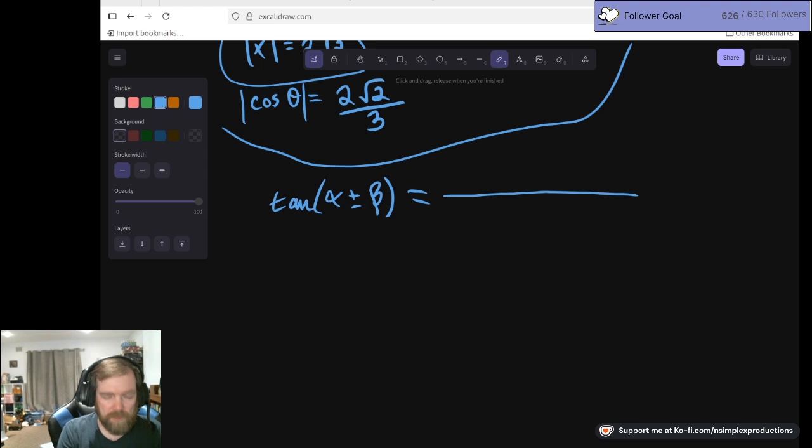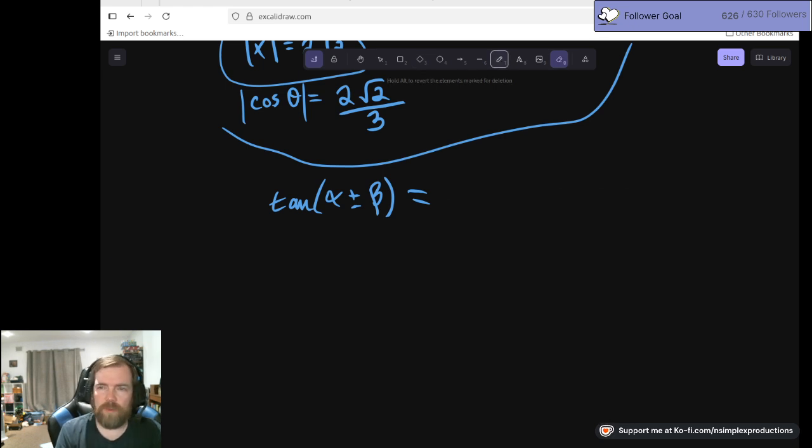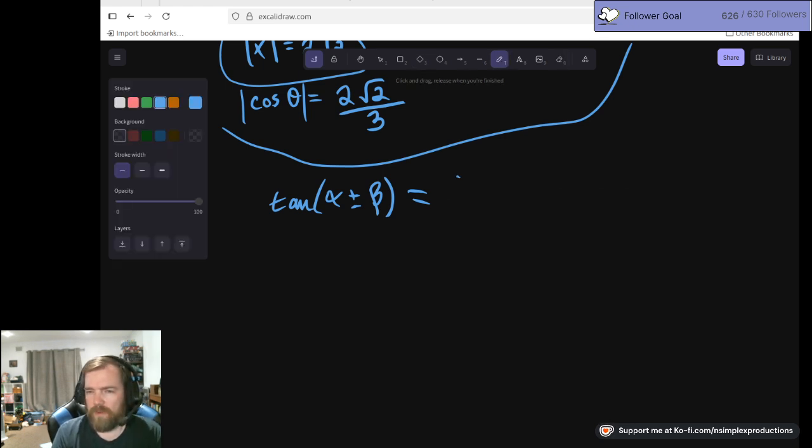However, in the spirit of attempting to give you the most complete picture, we will look at this and say, okay, our tangent of alpha plus or minus beta is going to be the sine of alpha plus or minus beta divided by the cosine of alpha plus or minus beta.